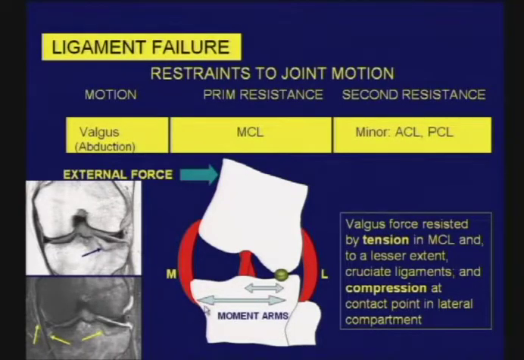The medial supporting structures act over a longer moment arm from the point of contact to their location on the medial side of the knee. They are the primary restraint. The moment arm between the central collateral ligaments and the point of contact is much smaller. All right?